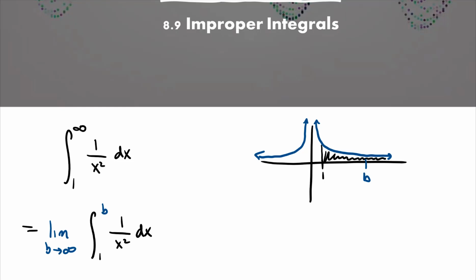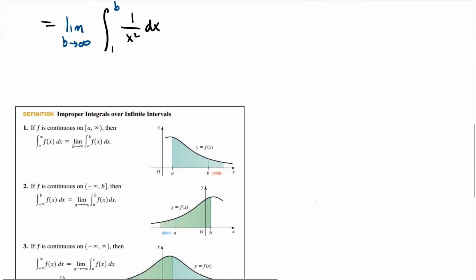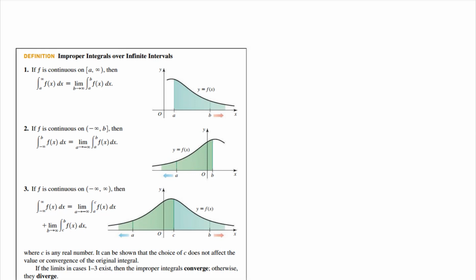We'll do this problem in a second, but here are our definitions. We have something from a number up to infinity. So we're going to call it some b, and we're going to let b go towards infinity. Now, of course, we could do it the opposite direction too. Maybe we're going from negative infinity to some b. That means we're going to call it some a, and we'll let the limit as a goes towards negative infinity.